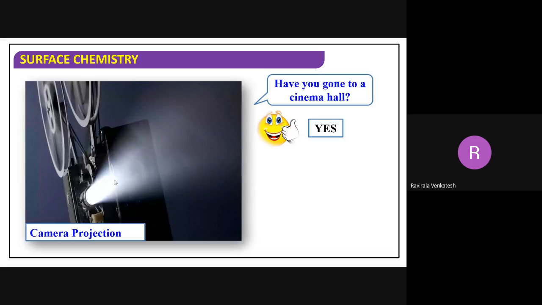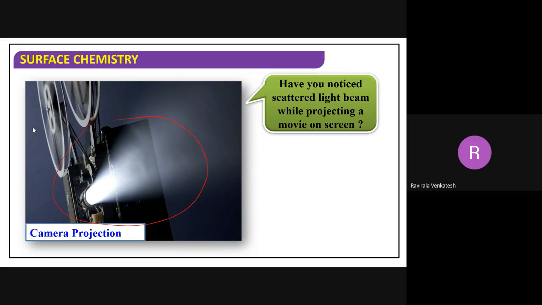Before discussing the second property, let me take this one. When you go to a cinema hall, you observe this type of projector. Just imagine this projector now. Have you noticed the scattering of the light beam while projecting a movie on the screen? When it is projecting, the light scatters. This light is scattered by the dust particles that are there in the atmosphere.